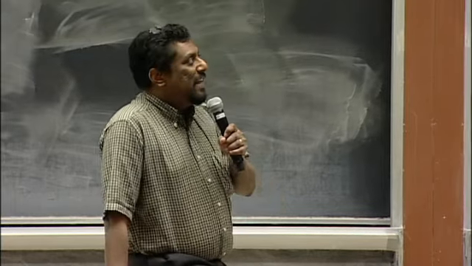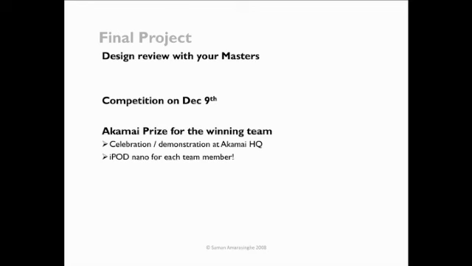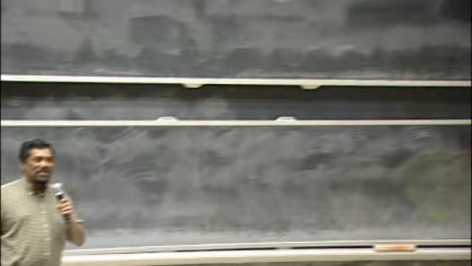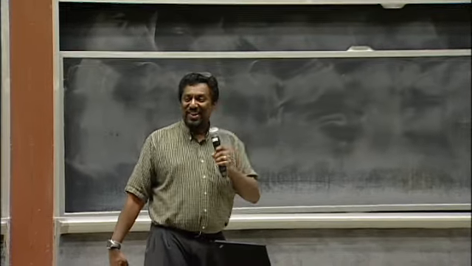For the winning team, there's going to be an Akamai prize. This prize includes a celebration demonstration at Akamai headquarters. You'll go visit their NOC and perhaps show off to their engineers the cool ray tracer you did. Also, every team member on the winning team is going to get an iPod Nano. Sorry, guys, last year it didn't happen. First time. So there's a lot at stake, so make sure your program runs as fast as you can. Okay, with that.